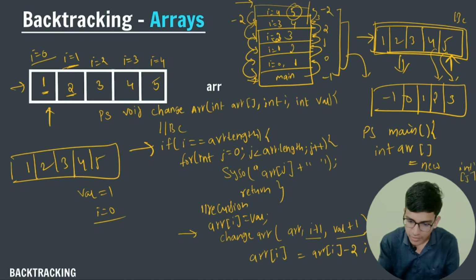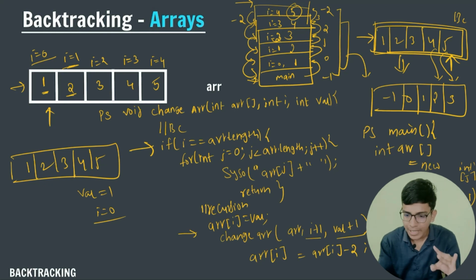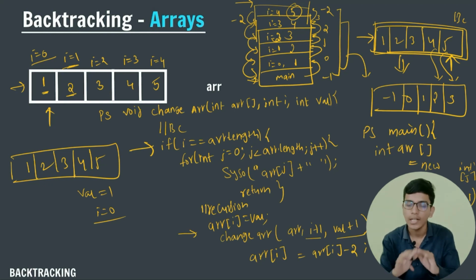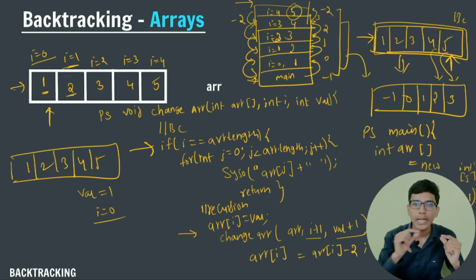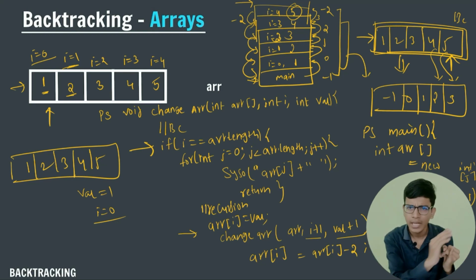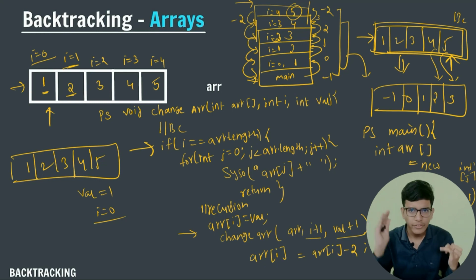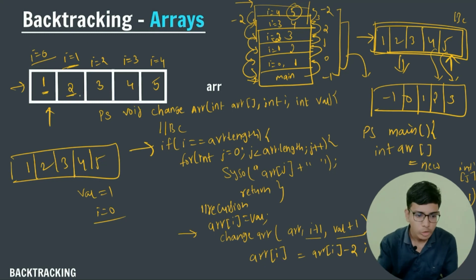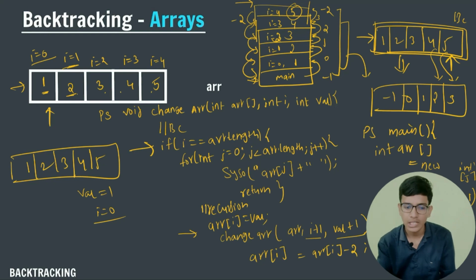After that I am calling my function change array, passing the array, the 0th index, and the value 1. After calling my change array function, I am running a loop and printing all the elements right here. So this is the basic pseudocode and the concept of my question. Initially, from the main program, I am calling the change array function. Initially my array is assigned with zeros. After that I am assigning the values to my array, that is 1, 2, 3, 4, 5.